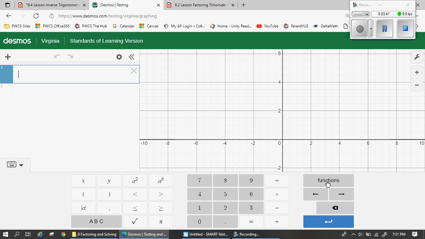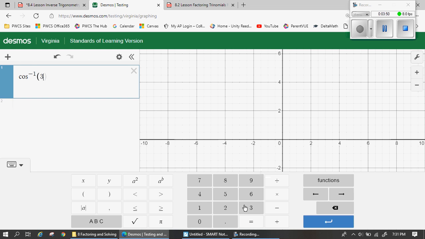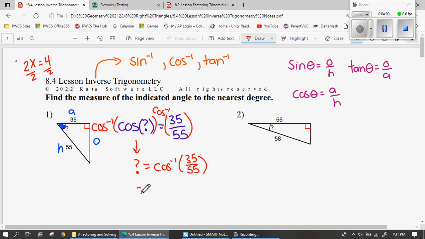So I'm going to go to my functions, and you can see there are my inverse functions. So I'm going to do the cosine inverse of 35 divided by 55, and I get this answer. So we are close to, we'll call it 50.5. Our angle is close to 50.5 degrees.